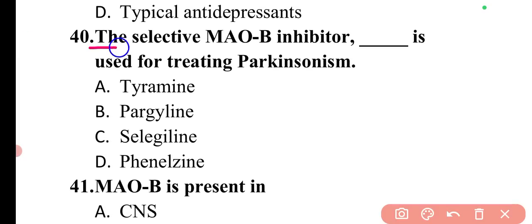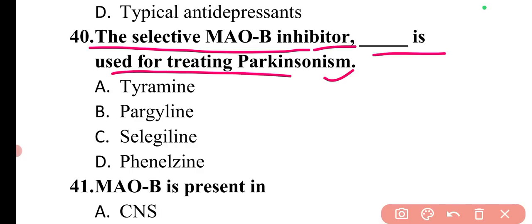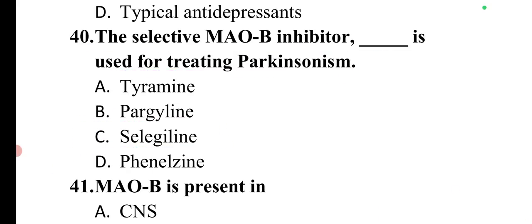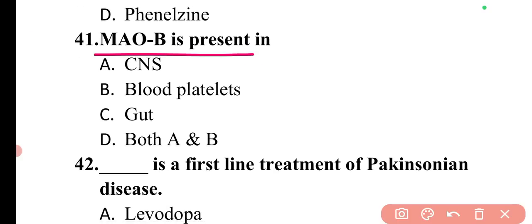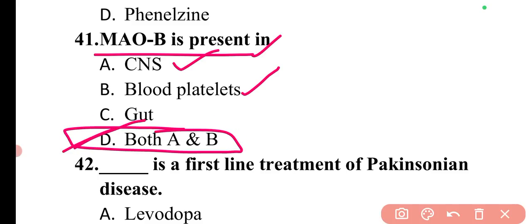Next question is, the selective MAO-B inhibitor dash is used for treating Parkinsonism. So selective MAO-B inhibitor is basically selegiline. It is a selective MAO-B inhibitor. So here option C is correct. Next question is, MAO-B is present in. So what is the source of MAO-B? It is basically the storage area of the MAO-B enzyme. So it is present in the central nervous system as well as in blood platelets. So here option D, both A and B, is correct.